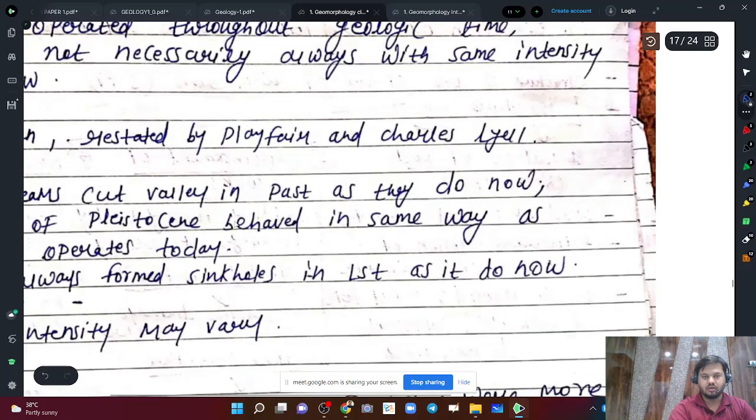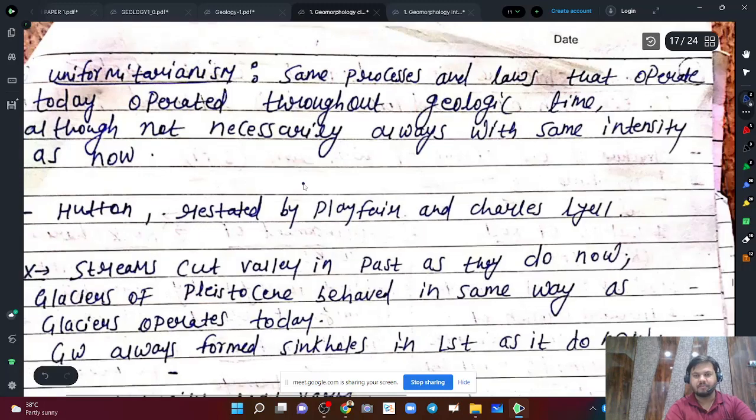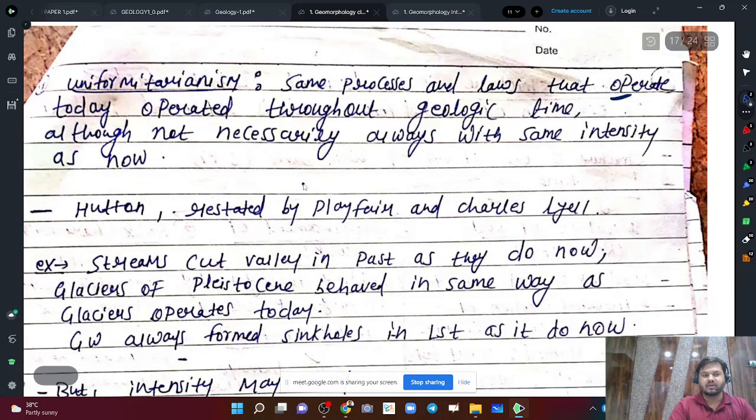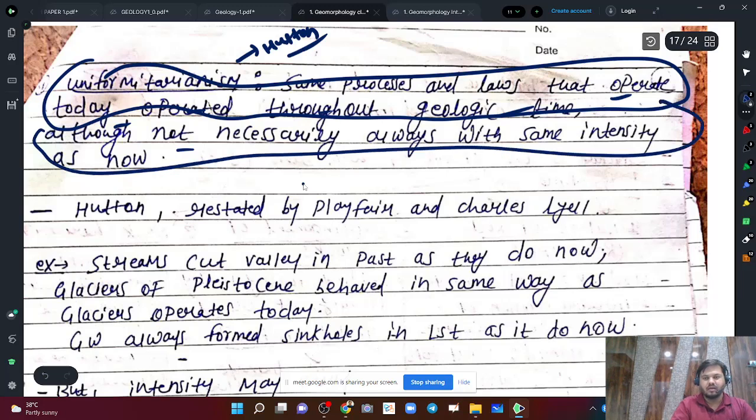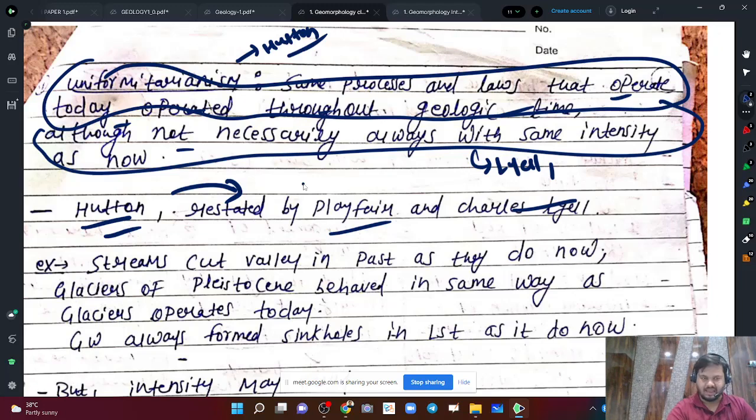It says that the same processes and laws that operate today operated throughout geological time, although not necessarily always with the same intensity as now. This line was given by James Hutton, and the last line was added later by Charles Lyell and Playfair. So it was given by Hutton, but it was restated by Playfair and Charles Lyell.